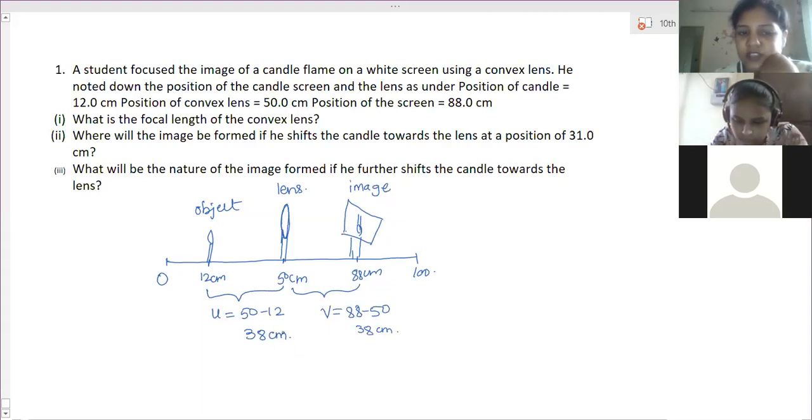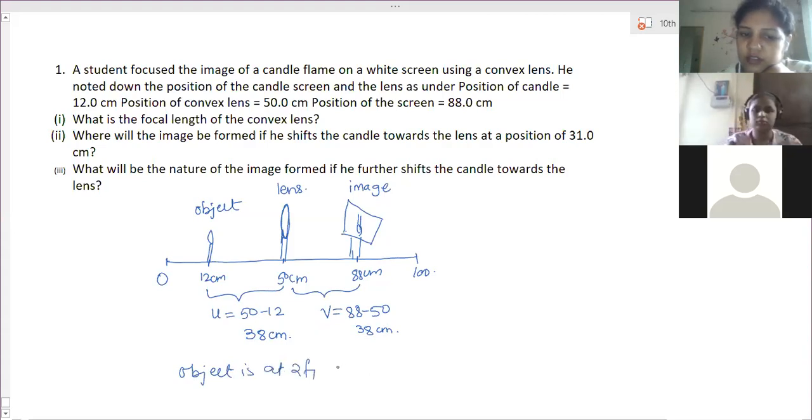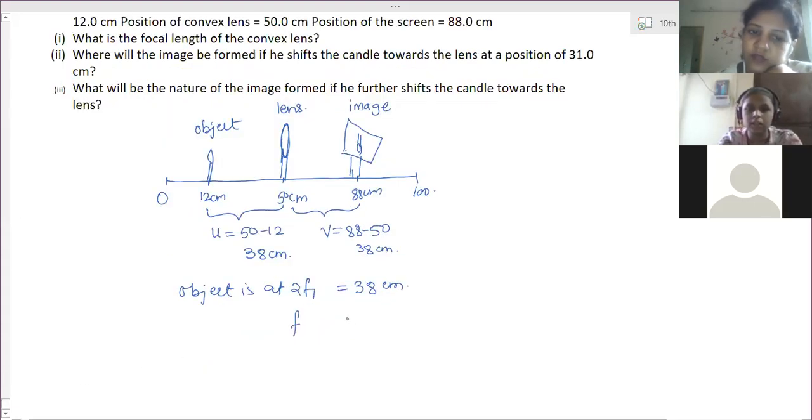So this means object distance and image distance are equal. This means the object is placed at 2F. So object is at 2F1, which is equal to 38 centimeter. So therefore F1 will be half of it, 38 by 2, which is 19 centimeter. So focal length is 19 centimeter.